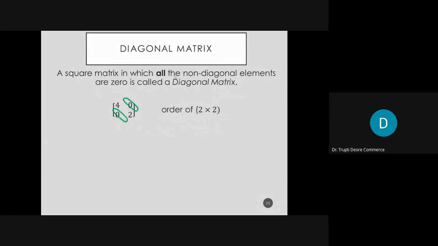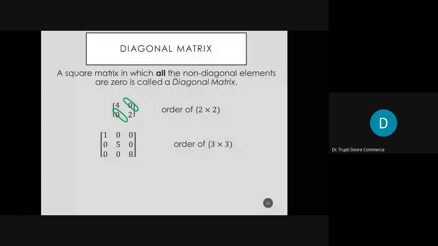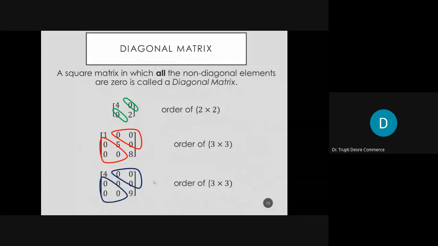This is of order 2 by 2. This one is 3 by 3. This is a diagonal. This is 1, 8, and this is a diagonal, and non-diagonal are 0, 0, 0. So all other non-diagonal elements are 0, so it's a diagonal matrix. Same here. Take out 4, 0, 9. It's a diagonal, and other elements are 0, so it's a diagonal matrix. In short, how you have to remember: if the non-diagonal elements are always 0, it is called a diagonal matrix.